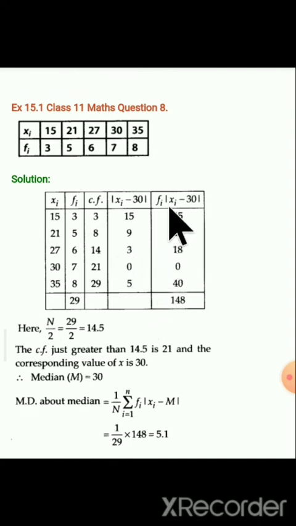Therefore fi into |xi minus M|, we will get these values. Take the sum of the values, we will get 148. Therefore mean deviation about median is 1 by n into summation of fi into |xi minus M|, that is 148 divided by 25 equals 5.5. So this is the required value.